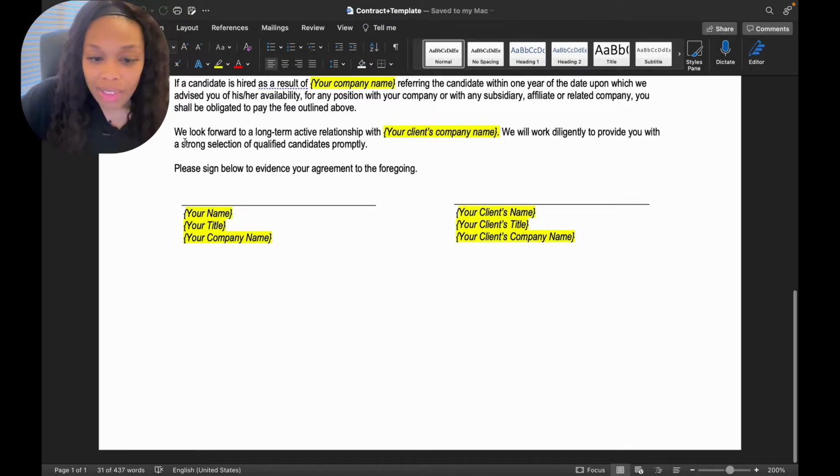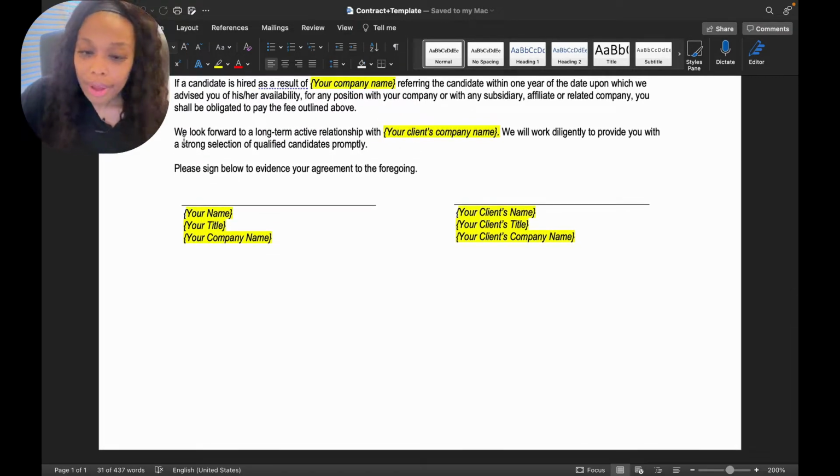Okay, and then the last section here is really just focused on closing out the contract, talking about the long-term active relationship that you're hoping to be able to establish with this particular client. And then it has a section where both you and your client can go ahead and sign. So you'll send this over with your information already on here as well as your signature. It can be an actual physical signature or an electronic signature, whichever one you prefer. And then you'll send it over to your prospective client for them to be able to review and then go ahead and sign from there.